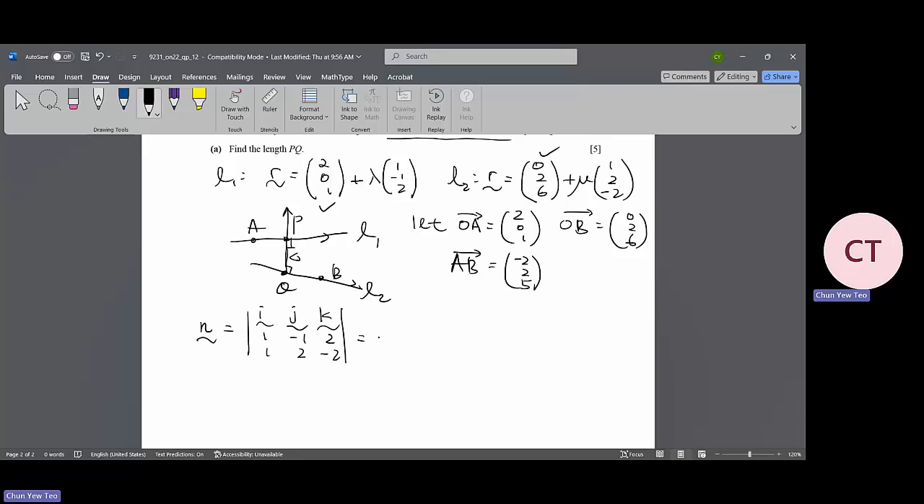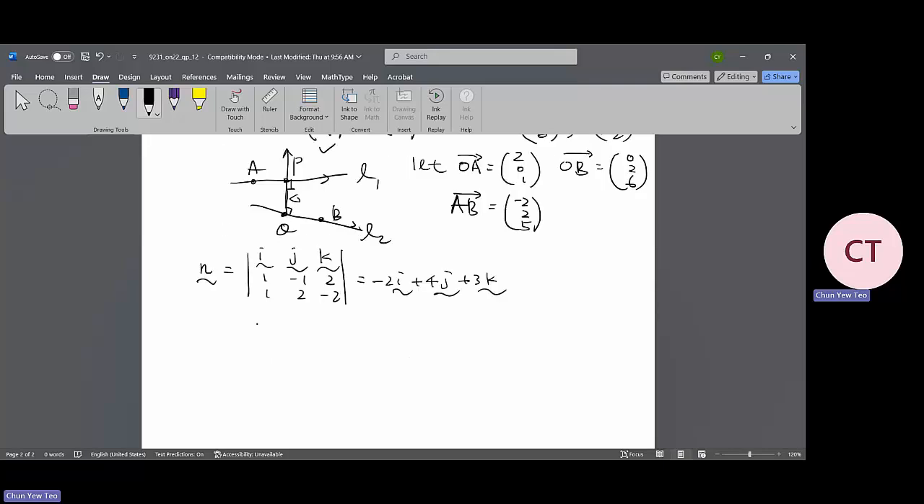So we have 2 minus 4, negative 2i. Then the j will be negative 2 minus 2, negative 4, positive 4j. And the k will be 2 plus 1, 3. So this will be my normal vector. And the shortest distance, that means PQ, is equal to the modulus of the normal vector (-2, 4, 3) dot with AB, over the magnitude of the normal vector, square root of 4 plus 16 plus 9.